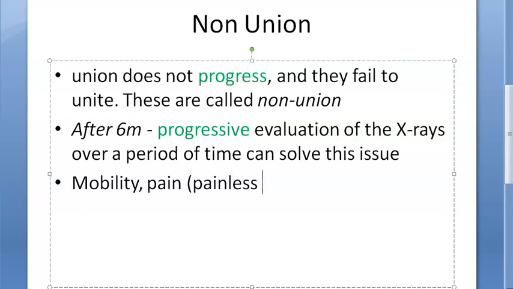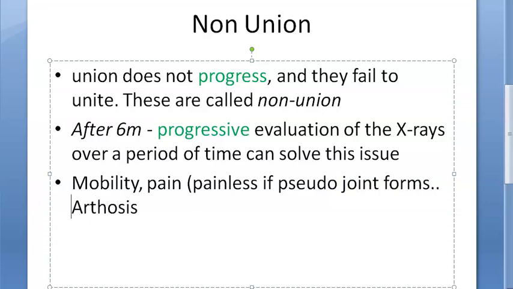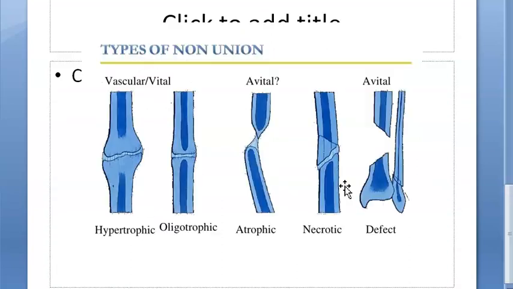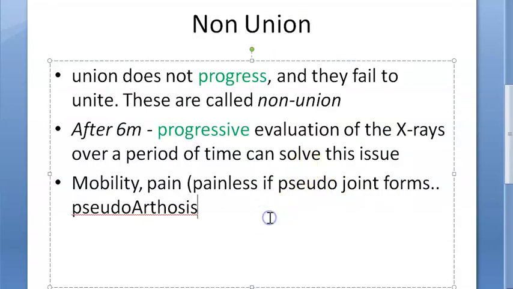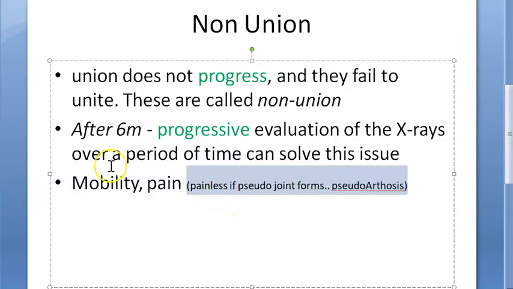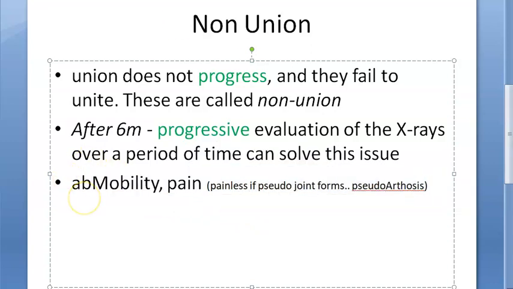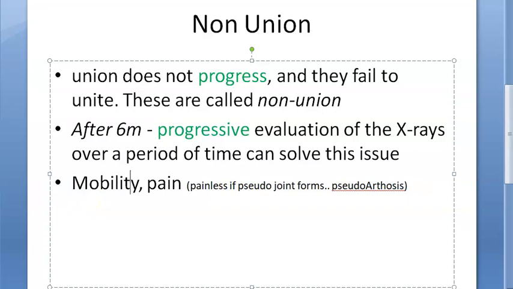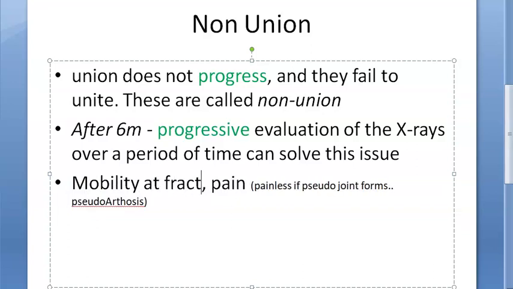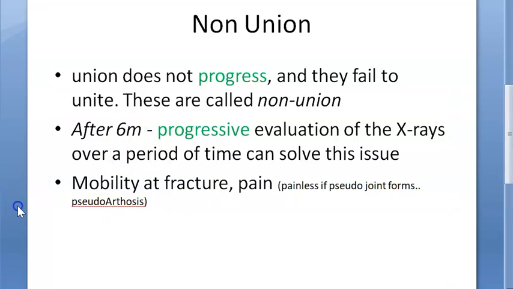Painless if pseudoarthrosis. Okay, pseudo joint forms. If a pseudo joint forms, but I am thinking that will be something like a malunion. I wouldn't put that here. What do you say, people? Okay. So anyways, if there is abnormal mobility at the fracture, that means it's not united, correct? So this is all about non-union.